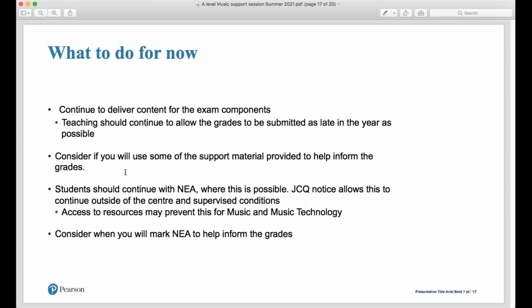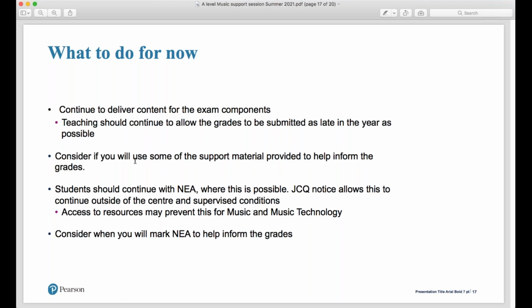Okay, and then really it's what to do for now and when you return to centre. So the real emphasis from Ofqual and DfE on this is to continue to deliver content for the exam components. Teaching should continue to allow the grades to be submitted as late in the year as possible. You should probably consider if you will be using some or all of the support material that will be provided to help inform the grades, depending on what you already have in place. So that's something that you can consider.